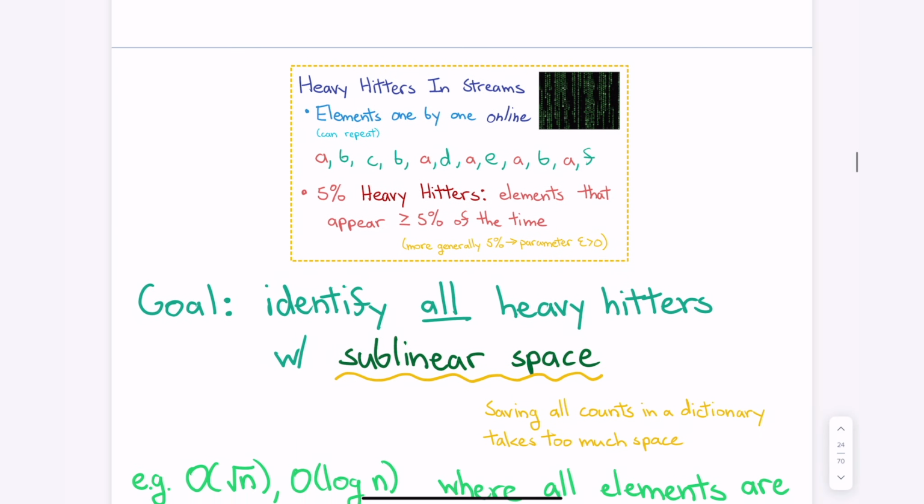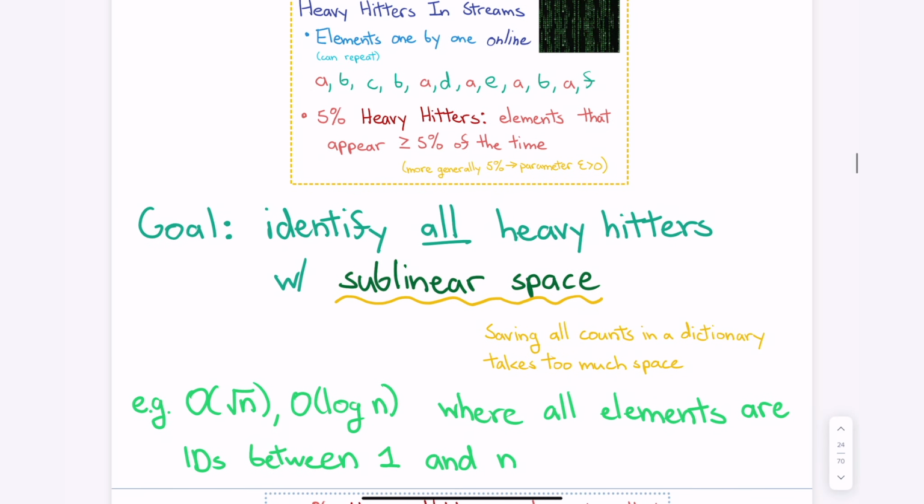Okay. So our goal is to try to identify all the heavy hitters in space that's sublinear in the number of possible keys, right? Like if there's n possible keys, you can get down to square root n. That would already be a win. Maybe you can get down to log n, maybe something in between, maybe a constant. Who knows, right? But our goal is to be able to do something in much smaller space than keeping track of all the counters.